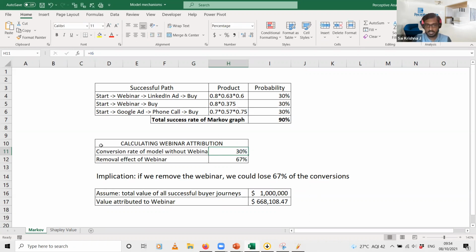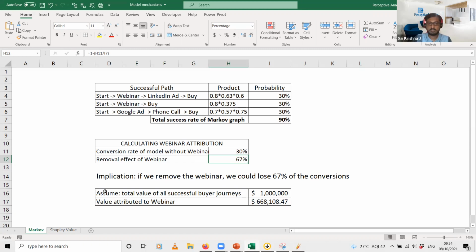And then we calculate the removal effect of the webinar using this particular formula, which is nothing but 1 minus this 30% divided by the total success rate. So 1 minus 30% by 90%, which gives you a value of 67%. So what is the implication or what is the insight here? If you remove the webinar from your chain of conversions or from the Markov graph, we could lose 67% of the conversions. So this is the amount of revenue that you will attribute to the webinar.